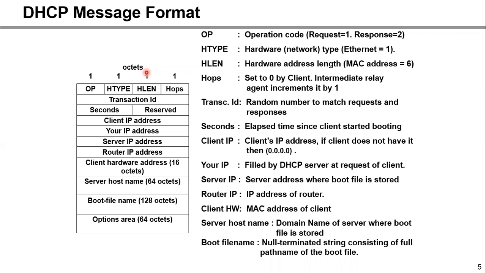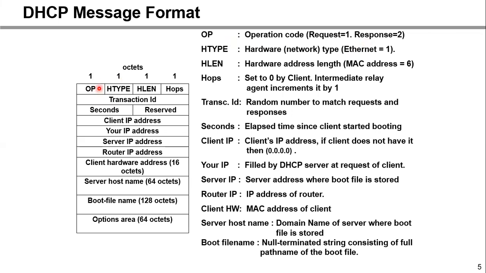Okay, so this is a DHCP header, the protocol header. It's a very simple thing. Don't be afraid of what is on the slide. I'll quickly tell you what is in the header. OP is the operation code, whether you are requesting or responding. Request is there if the client is sending the message. If the server is sending the message, then it's a response.